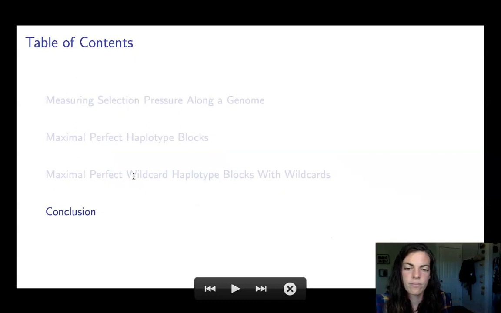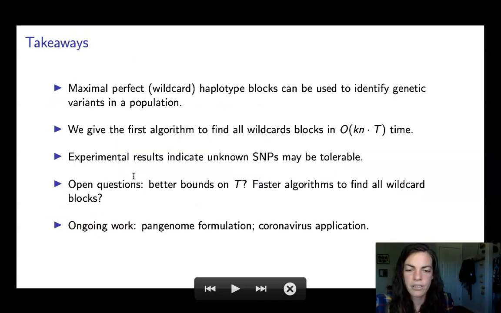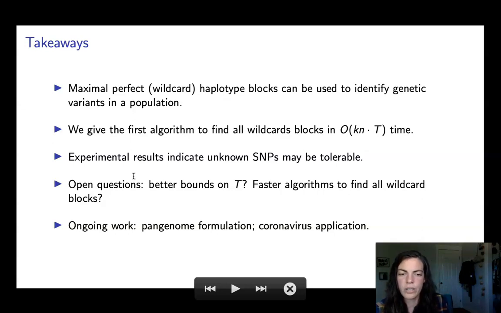I'll end with a few takeaways that I want you to remember from this talk. First, we saw how maximal perfect wildcard haplotype blocks can be used to identify genetic variants in a population in order to compute selection pressure along a genome. Then, we gave the first algorithm to find all wildcard blocks. It runs in big O of kn times t time, where t is the number of blocks in the input data.